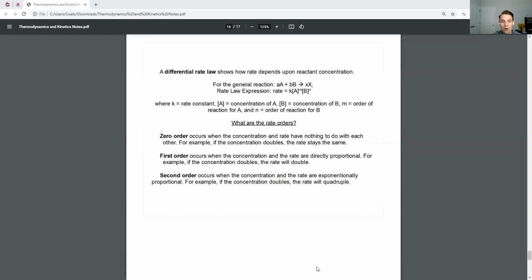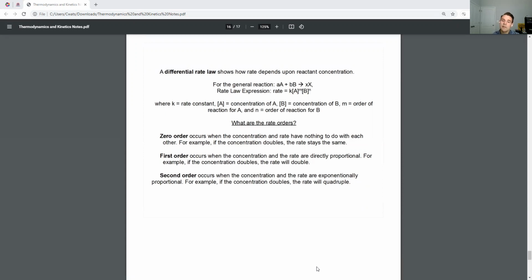So what are our rate orders? We have 0, first, and second order. If something is 0 order, it occurs when the concentration and rate have nothing to do with each other. For example, if the concentration doubles, the rate stays the same. They are unrelated to each other.